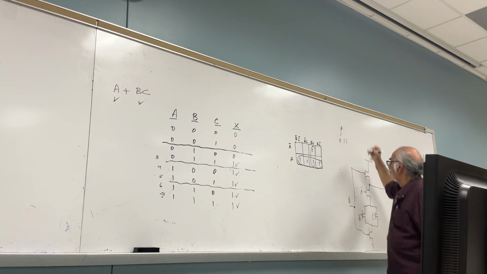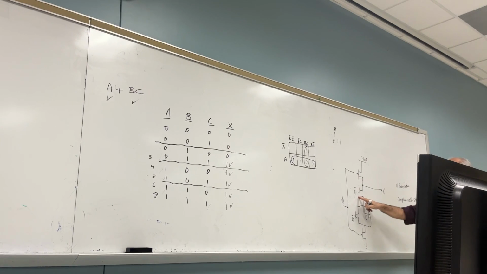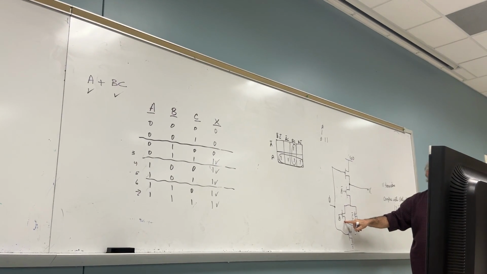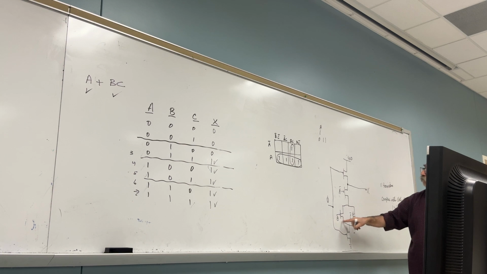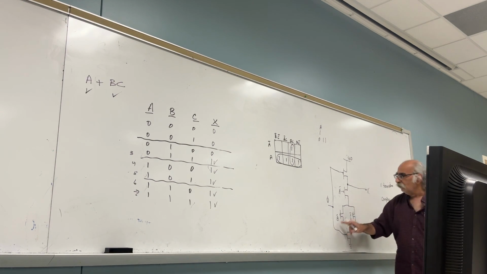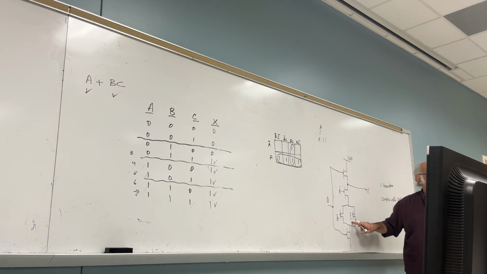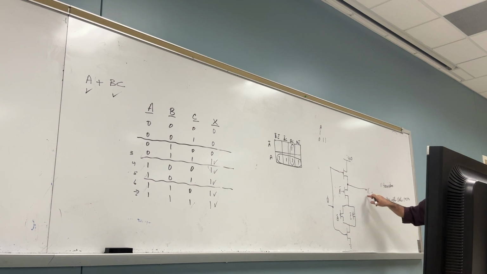This is A. What can you tell me about this? On. B, on. Sorry, B bar. This one is B bar. Is this B bar? Yes. B bar, it's off. Off, on, off. What does that mean? No path. No path to the ground, X will remain what? One. What are we hoping? We are hoping that the capacitor will hold a charge. This is the capacitor.